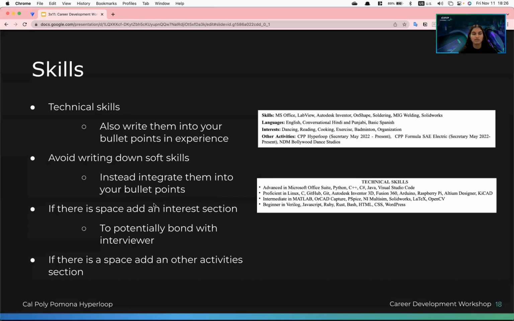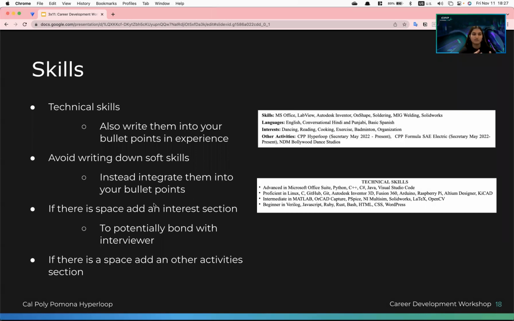And then skills, you can put this before your experience or after your experience. Again, this is a custom choice that you can make, but there's a few things you do want to include, specifically technical skills. So that would be LabVIEW, Onshape, soldering, MIG welding. And then you can integrate those throughout your bullet points. If it was included in the job description, do that. If they're just ones that you learned, but they're not really part of the job, you can put them in the skills section.